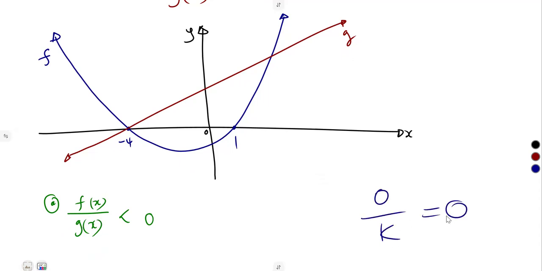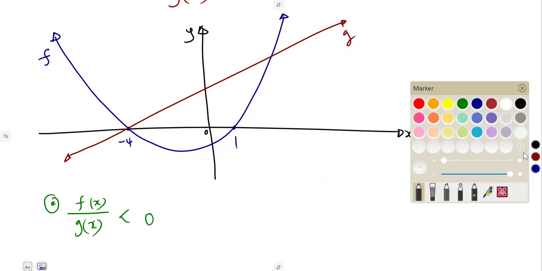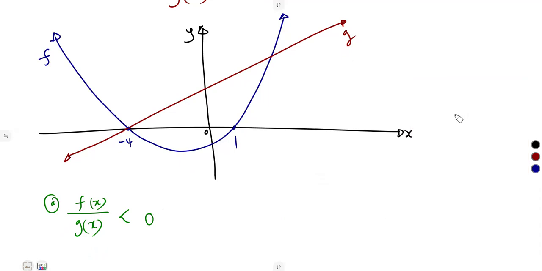0 over k gives us a 0. But k over 0 does not exist. Okay? So we can have an equal to here. It's not like we're not going to have that equal to.